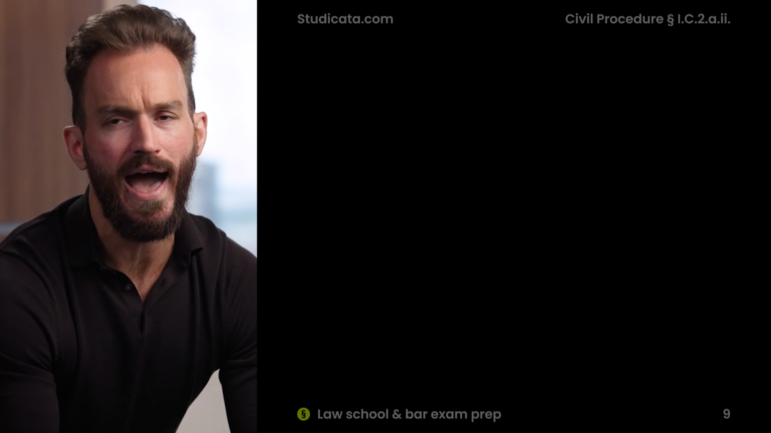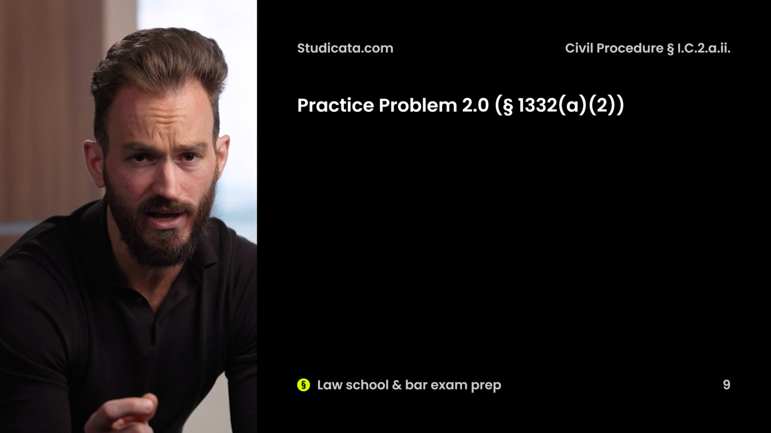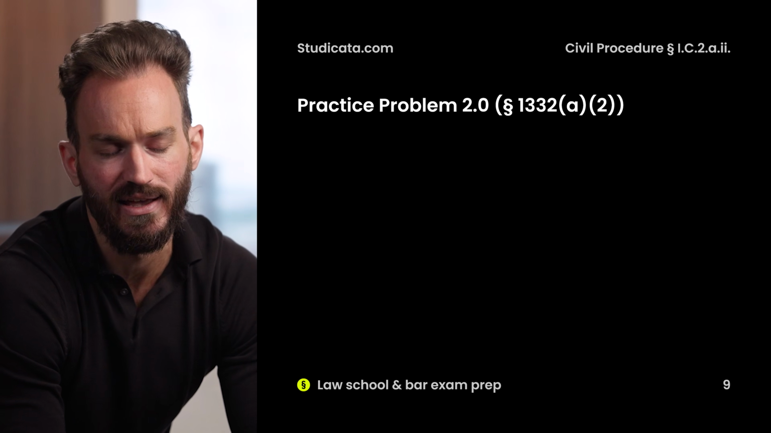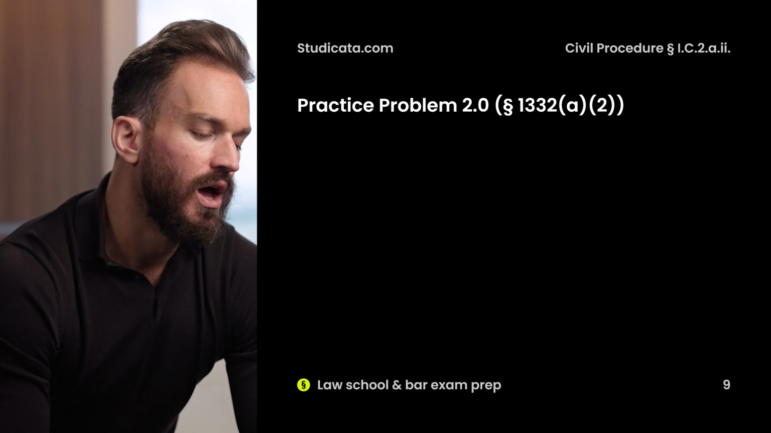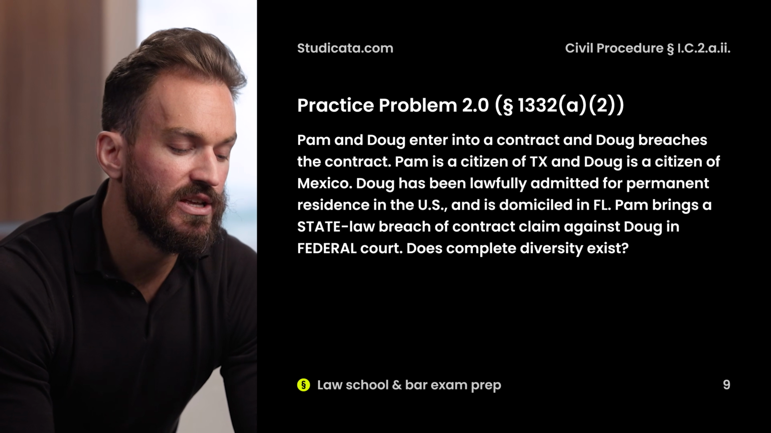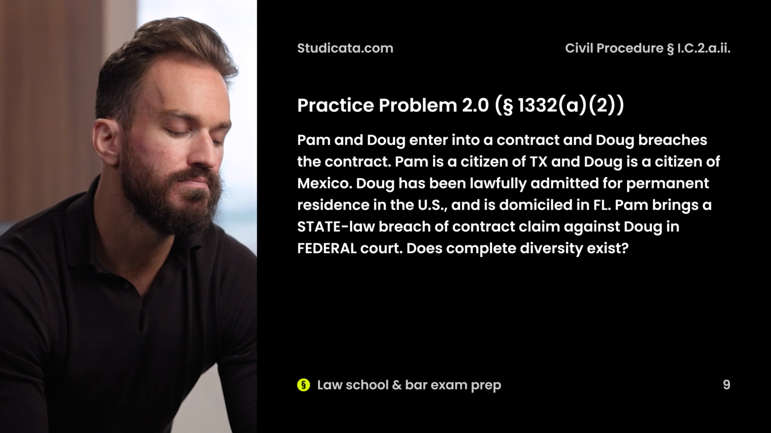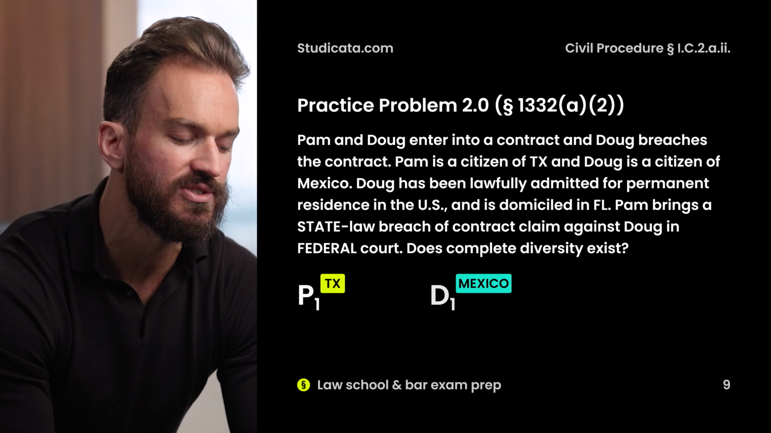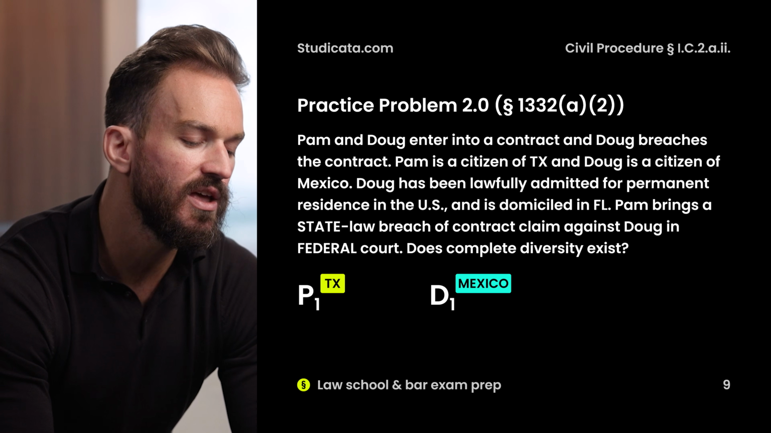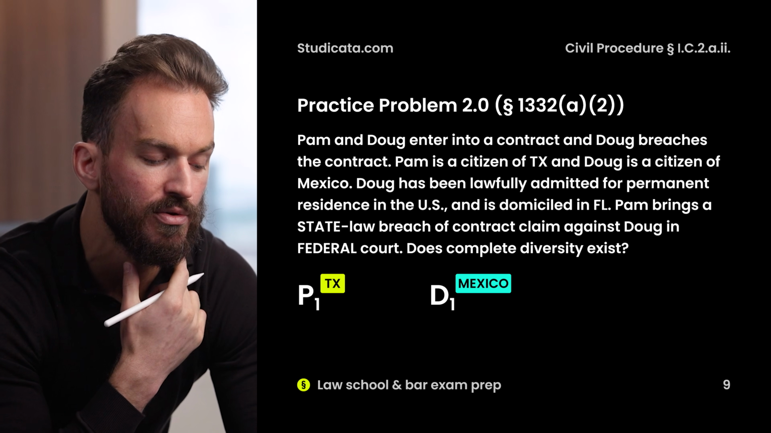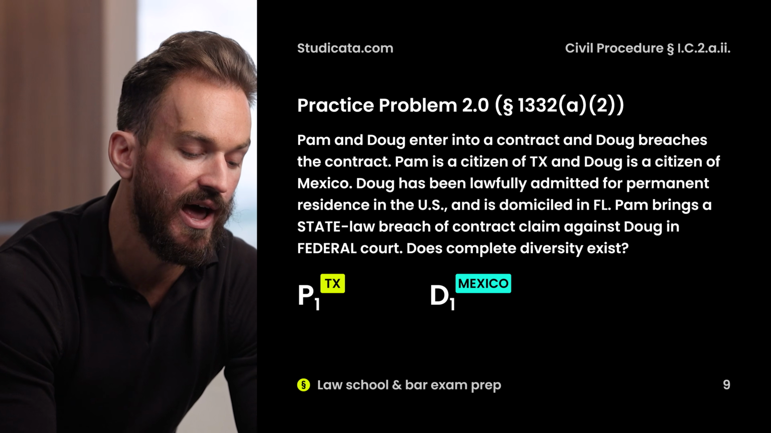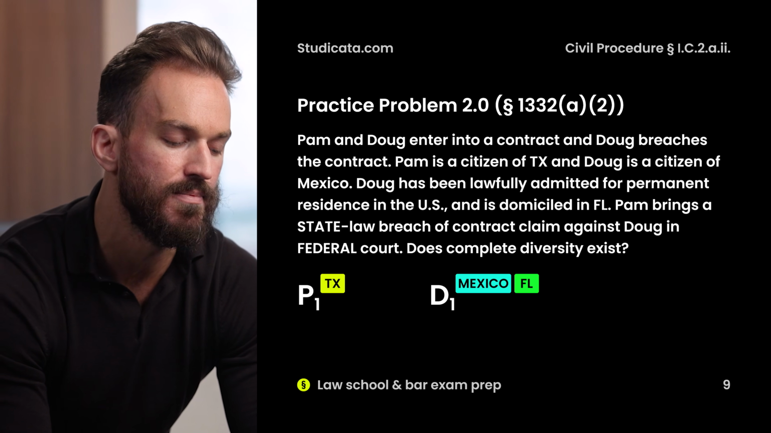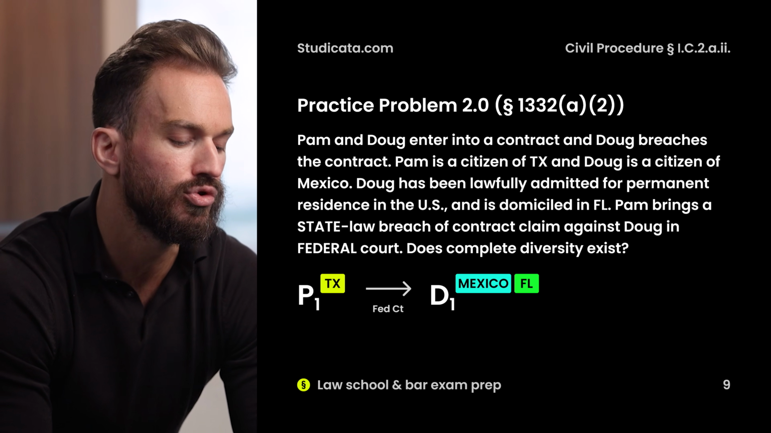Okay, so let's deal with a fact pattern where we have a foreign party who does have lawful permanent resident status in the United States. So what happens here? Pam and Doug enter into a contract, and Doug breaches the contract. Pam is a citizen of Texas, and Doug is a citizen of Mexico. Doug has been lawfully admitted for permanent residence in the United States and is domiciled in Florida. Pam brings a state law breach of contract claim against Doug in federal court.